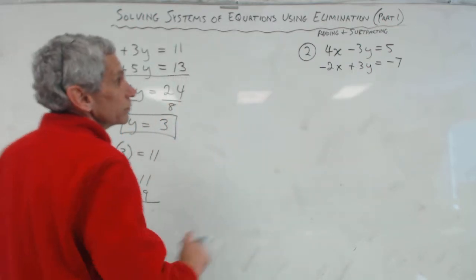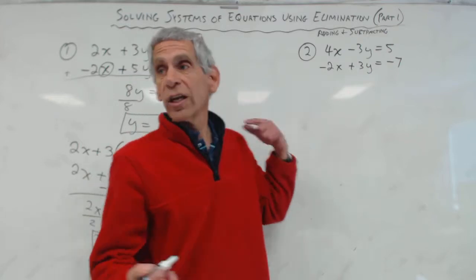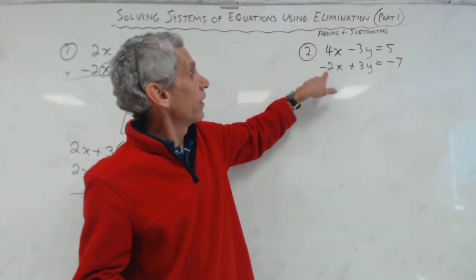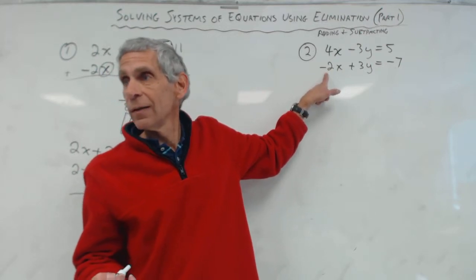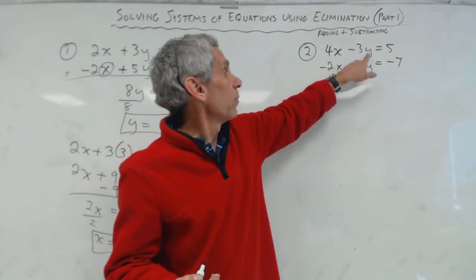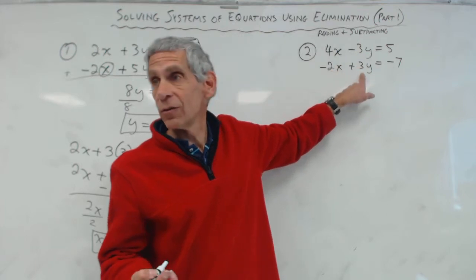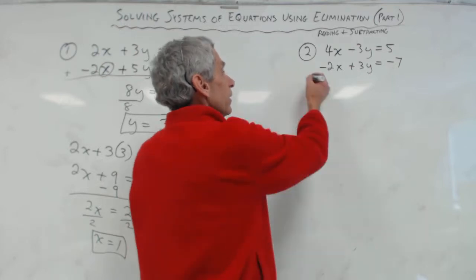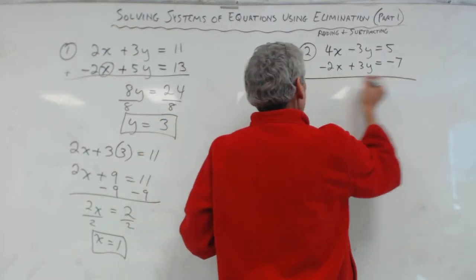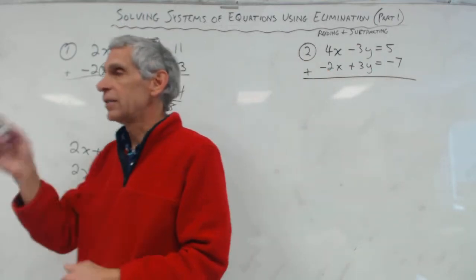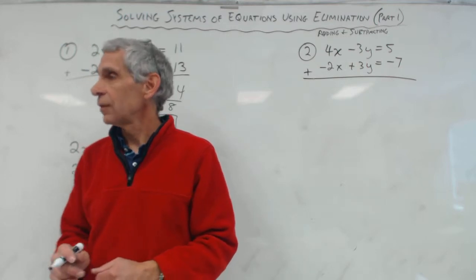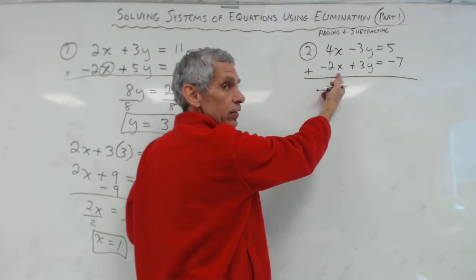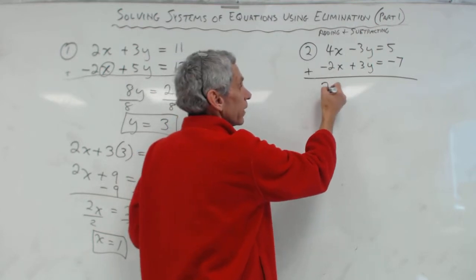Let's look at our coefficients in front of our x and y. For my x's, I have 4 and -2. They're not the same number, right? In front of my y's, I have -3 and +3. So I'm ready to add, right? They will eliminate. So what do I have here? 4x's minus 2x's, 2x. I have 2x's.